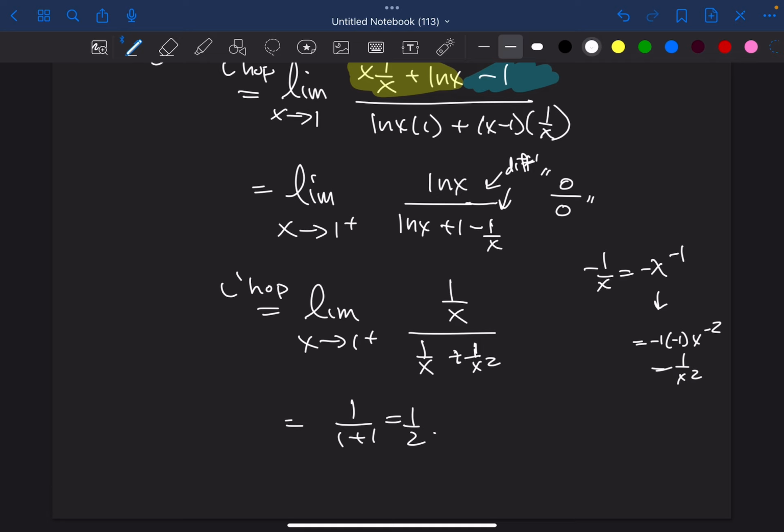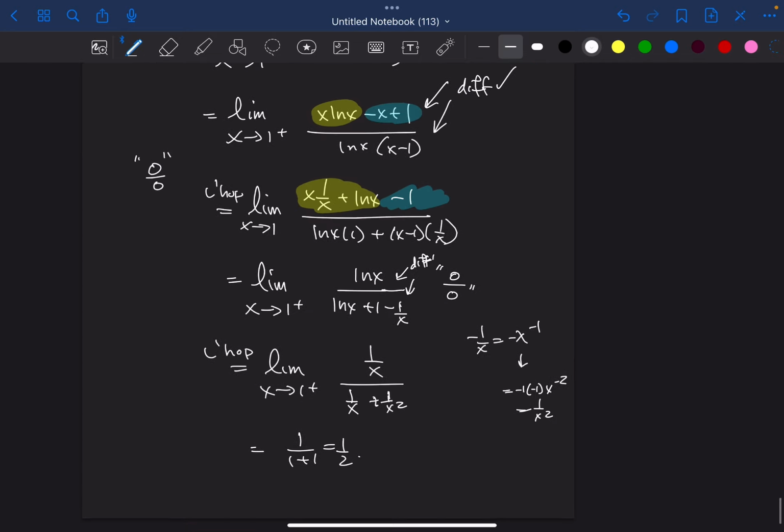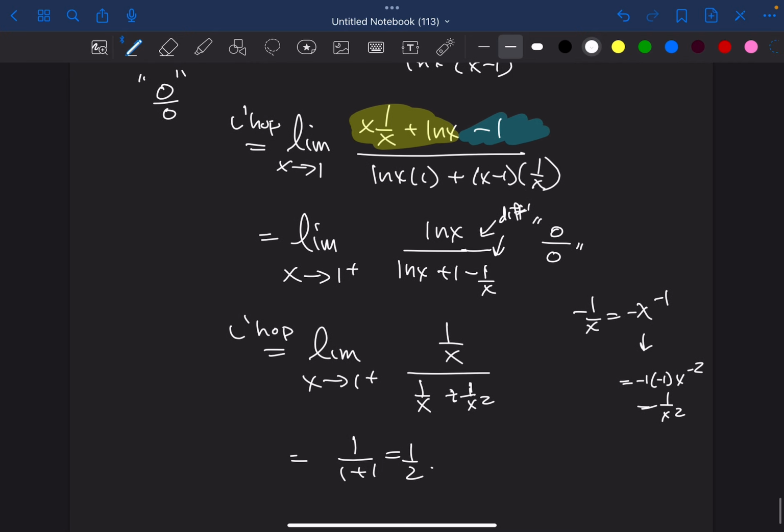Okay, definitely it's the algebra and the being careful, which is the difficult part here. So it's the algebra, not the calculus, as always.